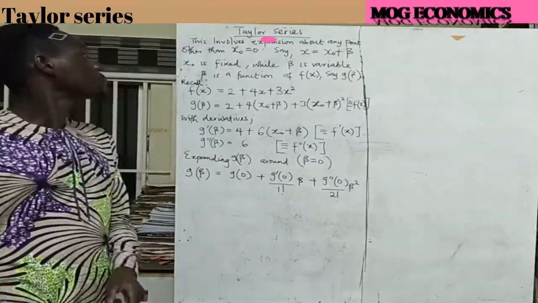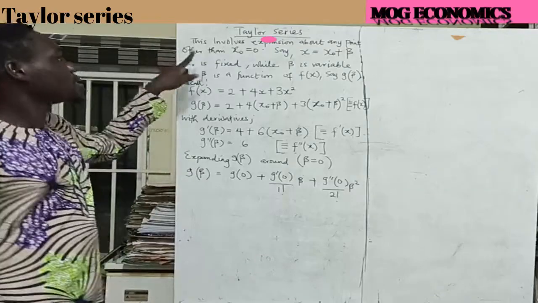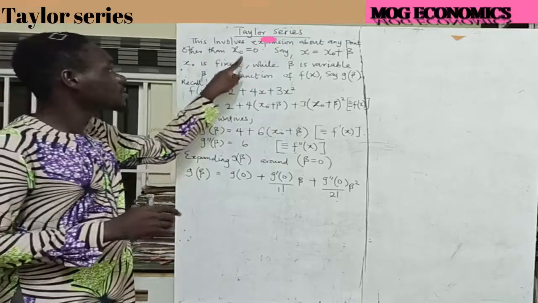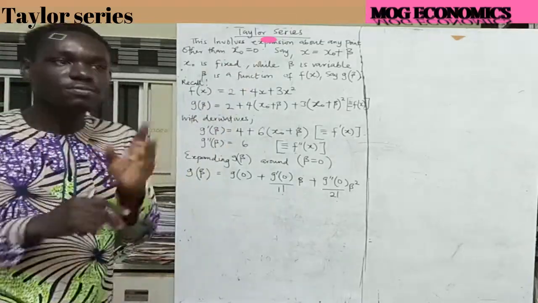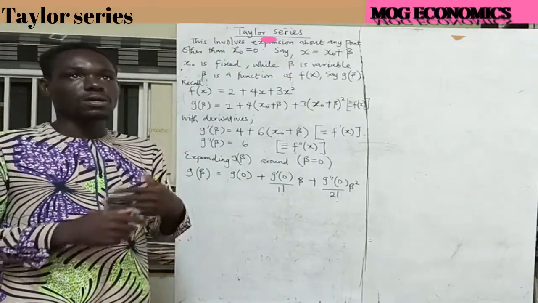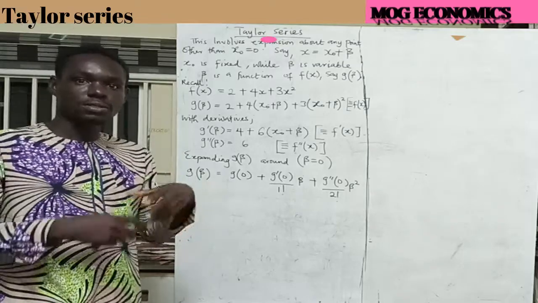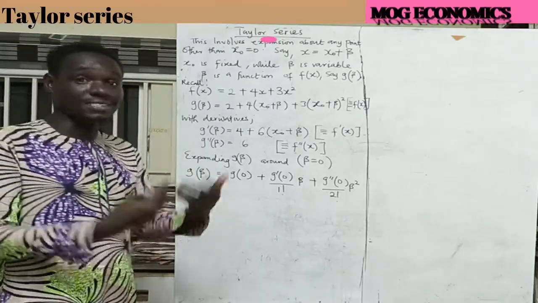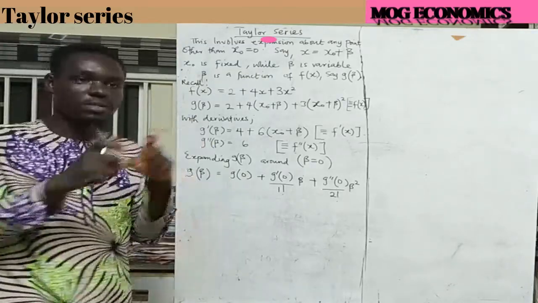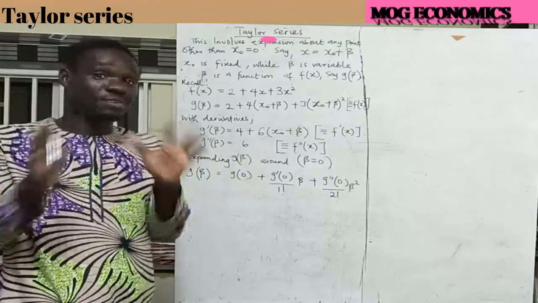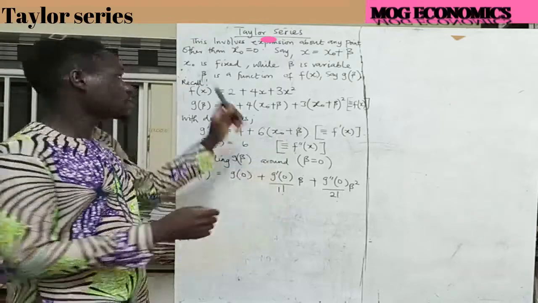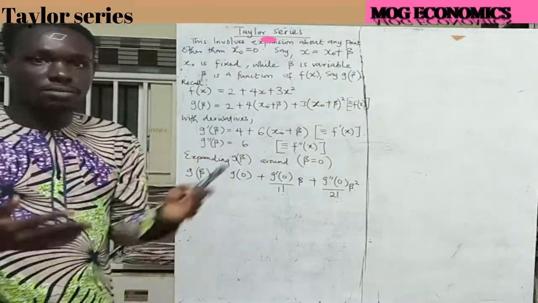So now, from the definition, this Taylor series involves expansion about any point other than zero. You recall that the Maclaurin series has to do with the expansion of a function around a particular value, and the value in this case is zero. But oftentimes we might encounter a situation where we have to expand a function around a value that is different from zero. So in such instances, this method, Taylor series, helps us deal with that.